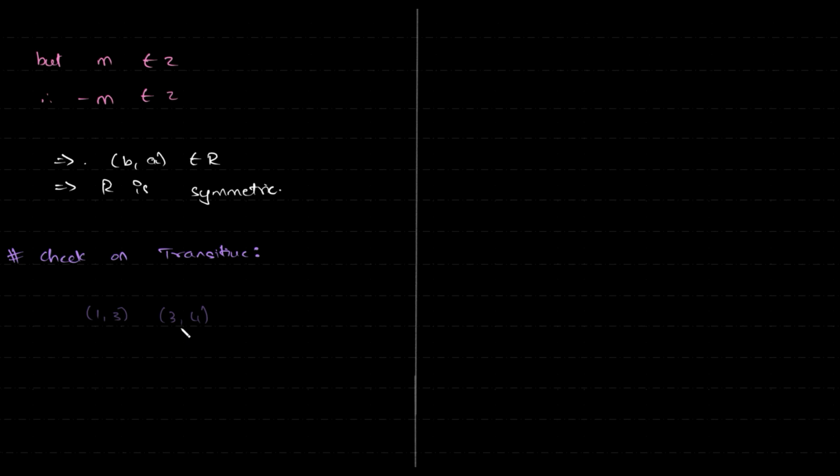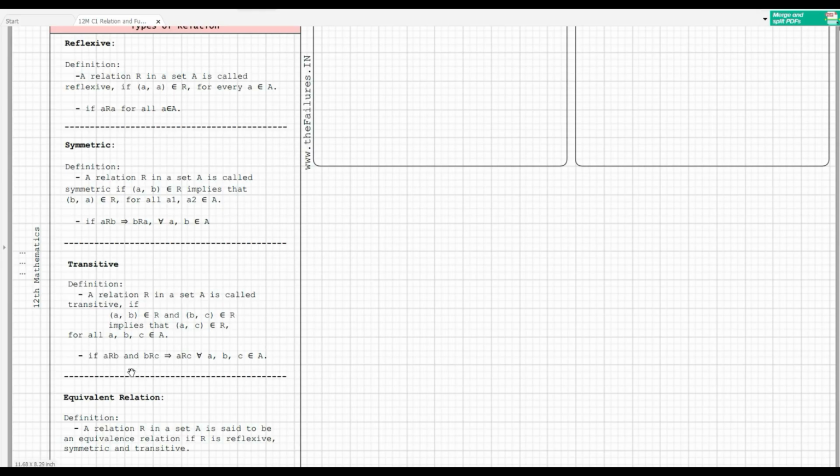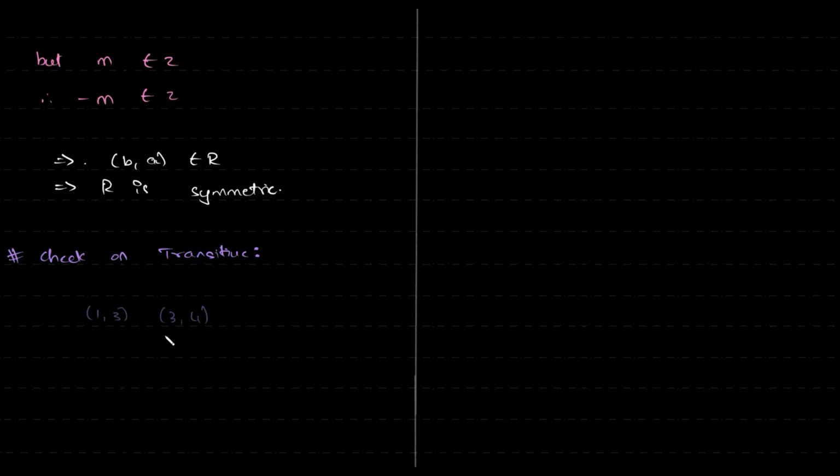So it is true, right? Transitive has to do with two things are true and the third one has to be true. So in this case 1 and 3 and 3 and 4 results in an integer. So two things are already true. The third one, 1 and 4, is also an integer, and we are done. So here too we'll start off with let a comma b belong to R and b comma c belong to R.